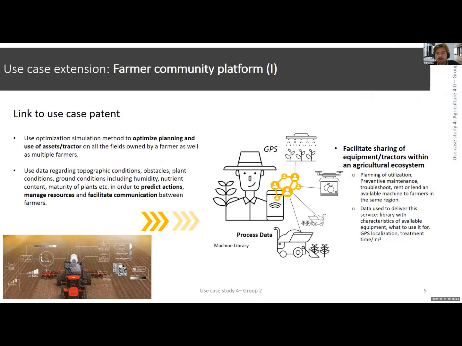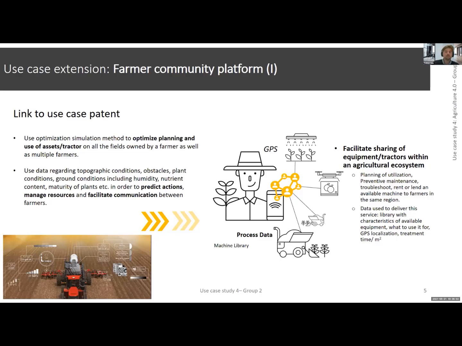Okay, thank you, Matthew. Coming now from this description of the patent, we were thinking to expand this use case by creating a farmer community platform, and we would use this simulation method and all the data we were producing to feed a platform in order to manage resources, facilitate communication, and predict actions between other farmers and users of our platform.